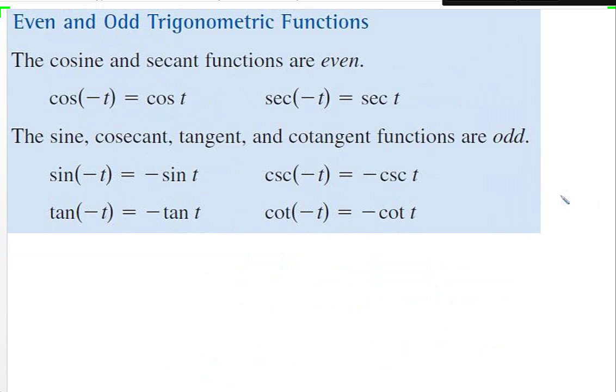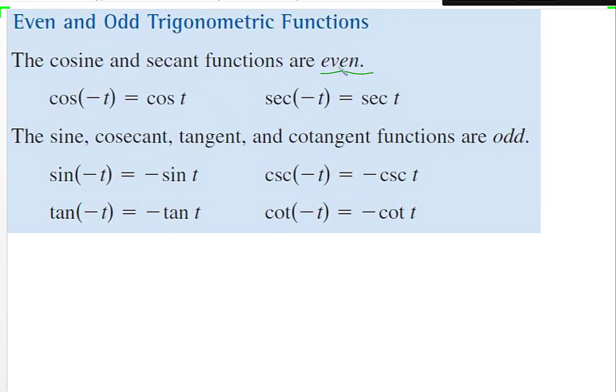All right, the even and odd trig functions. First of all, cosine is considered an even function. These even and odd trig identities deal with when you have a negative angle, so you notice there's a negative angle for all of these over here. Cosine is considered an even function, and I'll explain why it's even in a moment.